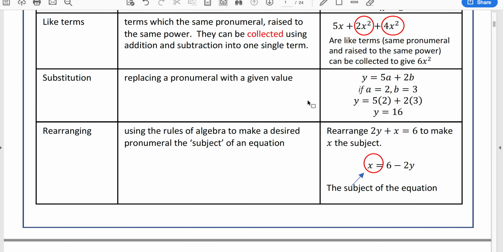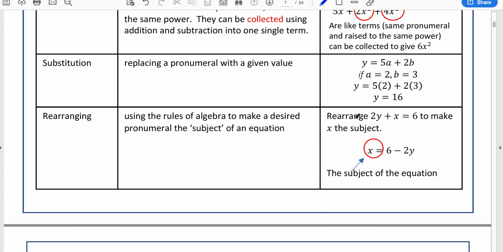Substitution, that's where we replace a pronumeral with a particular value. So with this first one, we've got y equals 5a plus 2b. So if a was 2, I would replace the a with a 2, so that means 5 times 2. And if b is 3, that means 2 times 3. So then I've got 10 plus 6, and that is 16. So we will see some substitution today. I'm going to show you how you can do it on your calculator though.